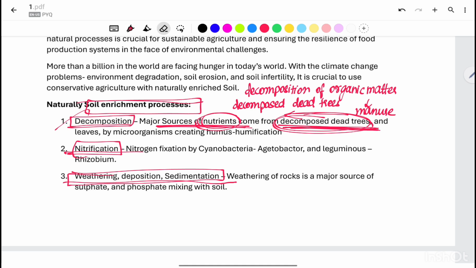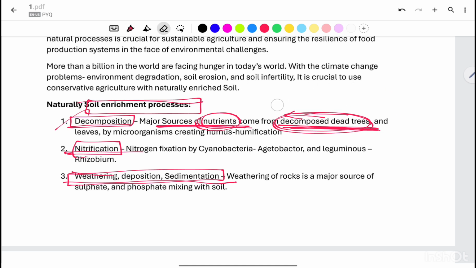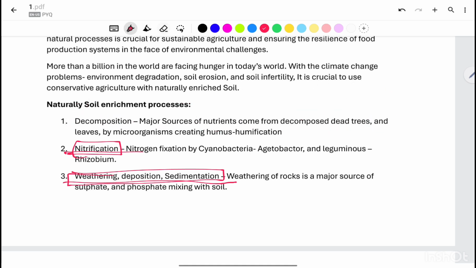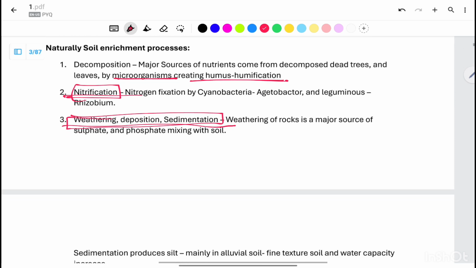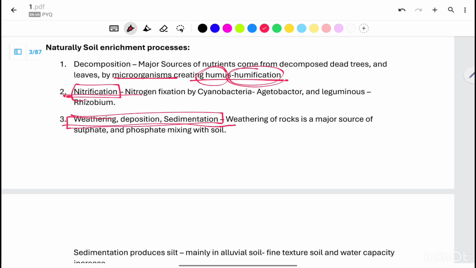So we have nutrients from decomposed dead trees and leaves by microorganisms creating humus. The process is what we call humification. Humification is the creation of humus. Then we have nitrification.